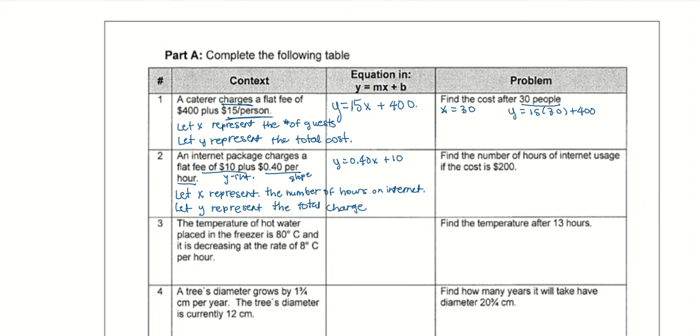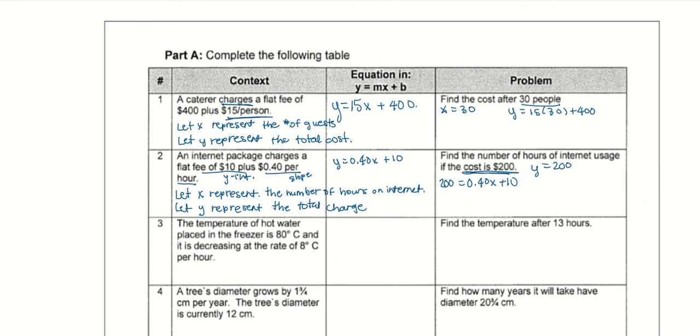Okay, find the number of hours of internet usage if the cost is 200. They're giving us cost. Okay, so cost or charge, that means that y is equal to 200. So in our equation, instead of having y equals 0.40x plus 10, we can say 200 equals 0.40x plus 10. Okay, and you can solve for x there.